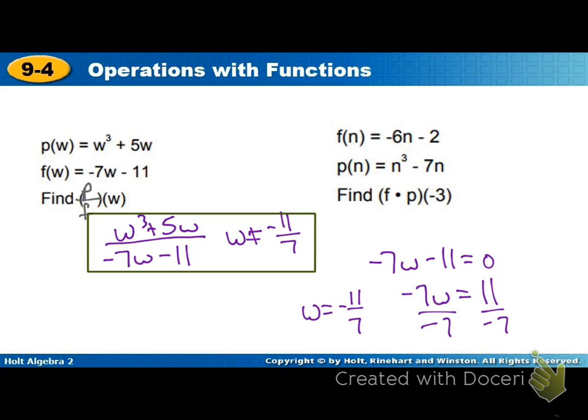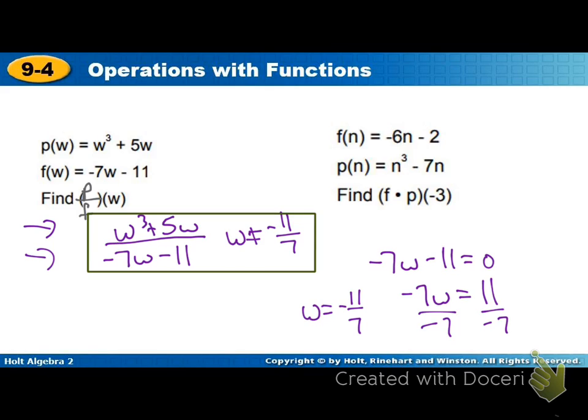So for our last example on the division, we're going to do the P of W divided by the F of W. And so we will write it like this. So our P over our W. And we cannot simplify this.